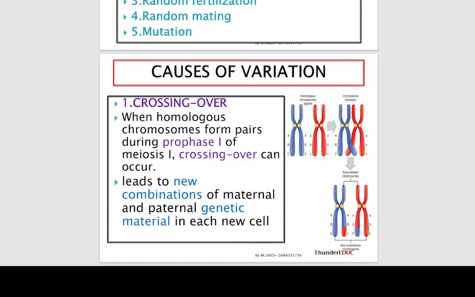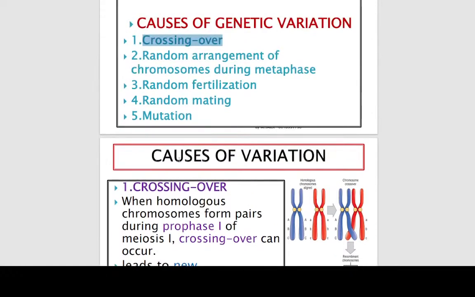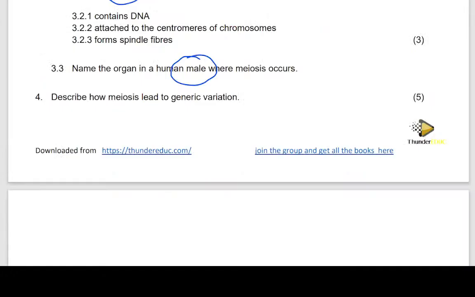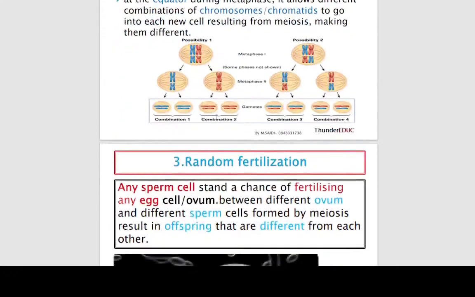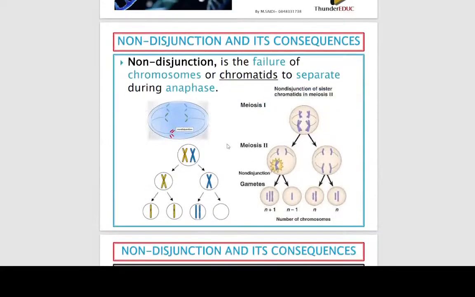So basically, you describe how crossing over leads to variation, and also how random arrangement of chromosomes leads to variation. Once you explain that, you'll be able to get the marks. Mutation can occur during meiosis also, because here we have what is called non-disjunction.